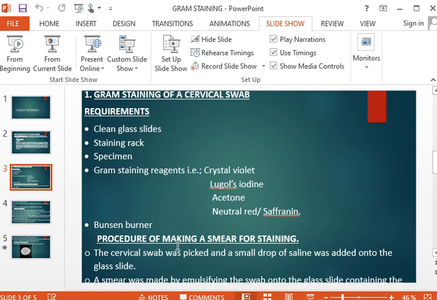Let us look at the procedure. Procedure of making a smear for gram staining. So number one, the cervical swab is picked and a small drop of saline is added onto the glass slide. The saline is normal saline, and this helps us to achieve easy emulsification of the sample onto the glass slide. A smear is then made by emulsifying the swab onto the glass slide containing the normal saline.